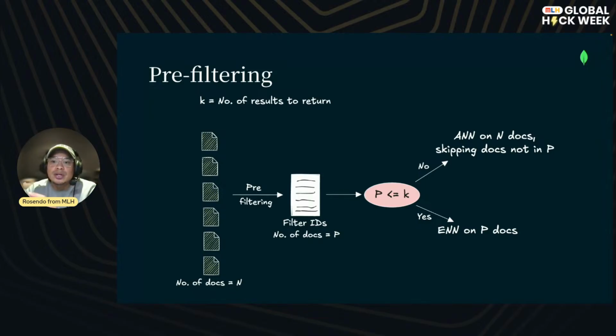Essentially, first, you apply the filters to your collection to produce a filtered set of documents. If the number of filtered documents is less than the number of results to be returned, an exact nearest neighbor search is performed, and this can be slow. But if the number of filtered documents is more than the number of documents to be returned, an approximate nearest neighbor search is performed. And when the hierarchical navigable small worlds graph is traversed, it only considers document IDs that are present in the filtered set.